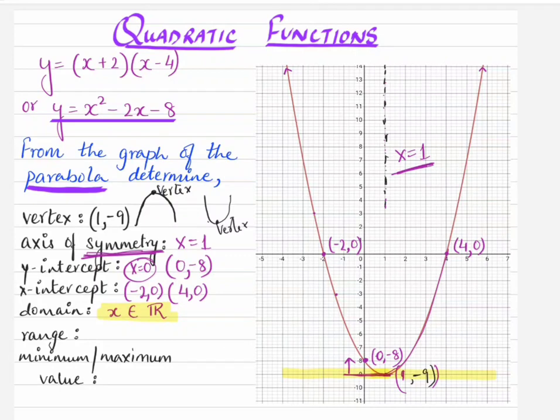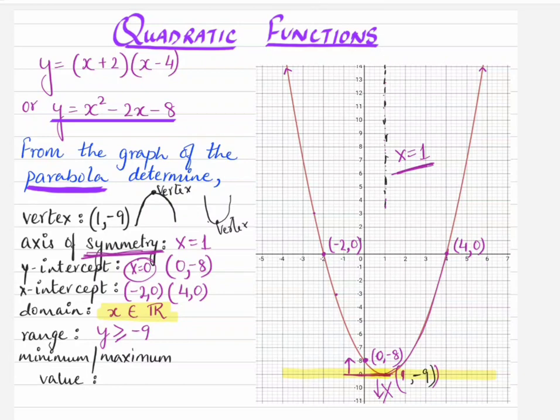So that means any value less than -9 is not defined because the function doesn't cross through those points, right? It doesn't cover those points. So our range is anything which is greater than -9. So how do we write that? Any value of y greater than or equal to -9 is the range of that quadratic function, or of this quadratic function in this case.